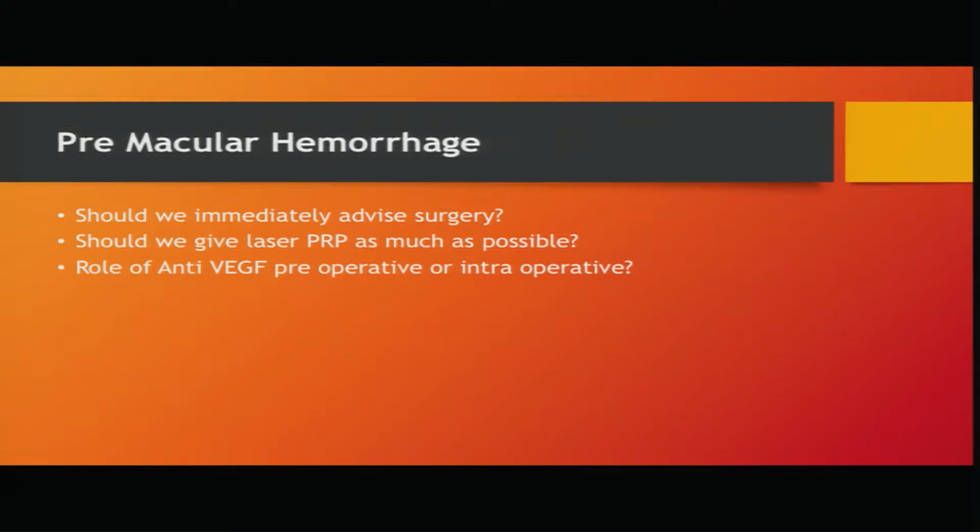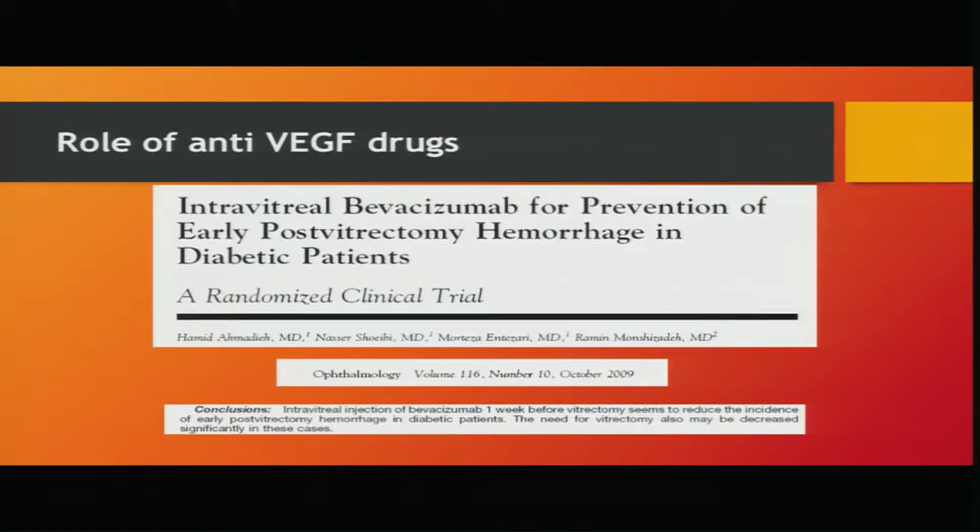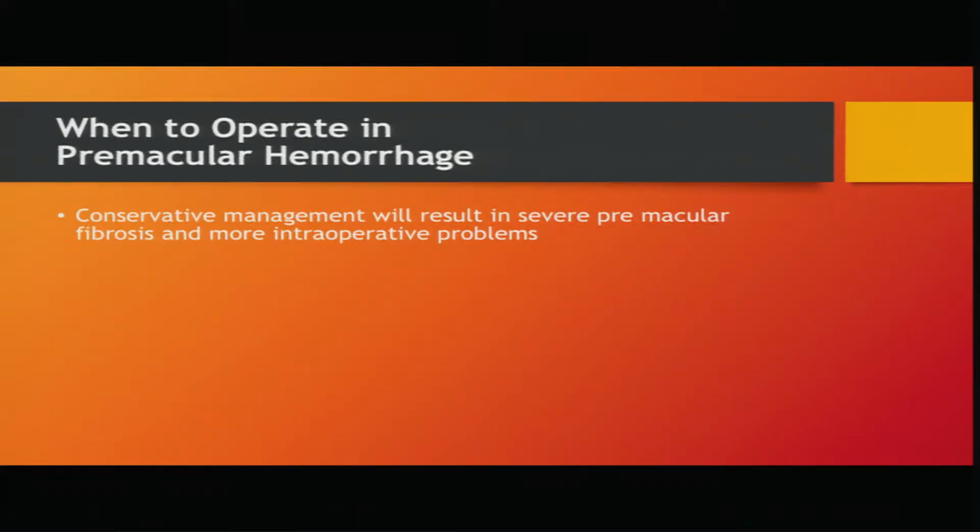You will find it more difficult to inject. The role of anti-VEGF preoperatively or intraoperatively was already discussed. So these are the three things that will come across our mind when we see a patient, especially treatment-naive cases. So intravitreal anti-VEGF, we know that it prevents intraoperative and postoperative bleeds. So when to operate? Conservative management will result in severe premacular fibrosis and more intraoperative problems, as all of us know. So we operate as early as possible, not the same day or something, just after a little laser.